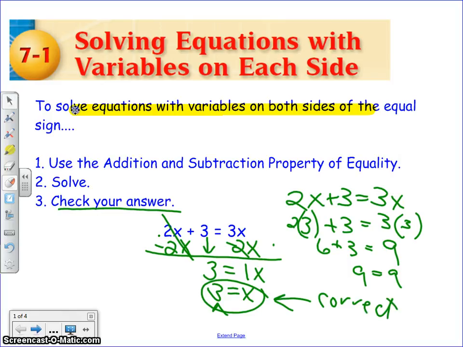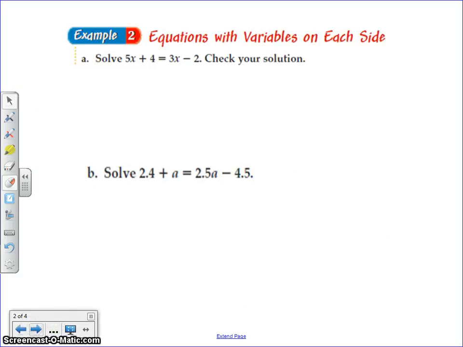All right, let's try a couple of others. We have solve 5x plus 4 equals 3x minus 2. I'm going to rewrite that: 5x plus 4 equals 3x minus 2. So we're going to solve this equation and then we'll check our solution. Remember, we've got to think about what our like terms are, and we have like terms 5x and 3x, and we have like terms 4 and negative 2.